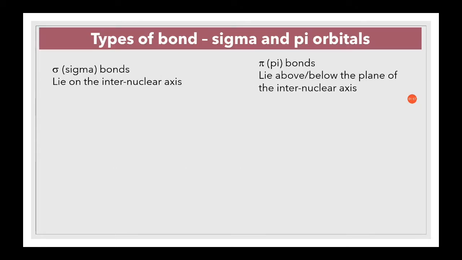Right, so going to start off with looking at these types of bond. So sigma and pi orbitals, sigma and pi bonds. I'm going to use the terms almost interchangeably, so please try and keep up, but they're essentially the same thing. So orbitals will overlap to form bonds, and the type of orbitals that are formed as a result of these are called molecular orbitals. Anyway, so sigma bonds, they lie on the internuclear axis.